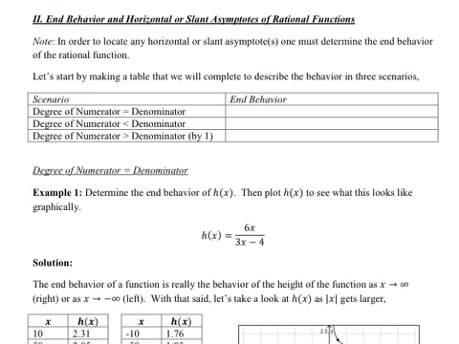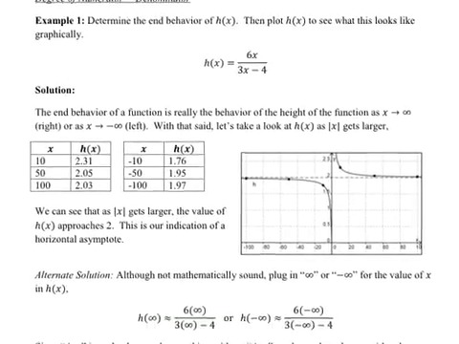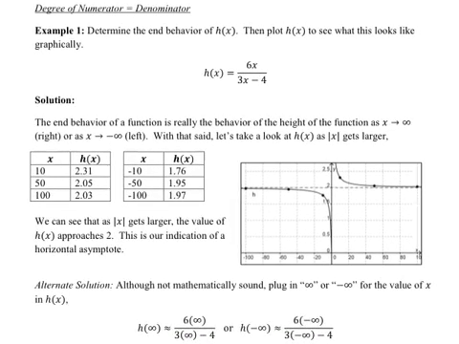What happens when the degree of the numerator is the same as the degree of the denominator? So that's what we're going to start with first. So let's take a look. First, 6x over 3x minus 4. Determine the end behavior. From yesterday, what did end behavior mean? It's on the front page, so you can read it, but tell me in your own words what end behavior means.